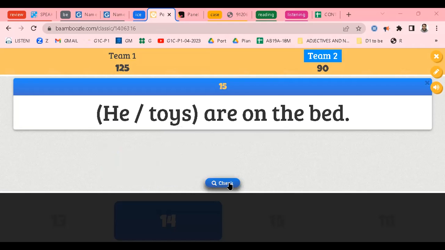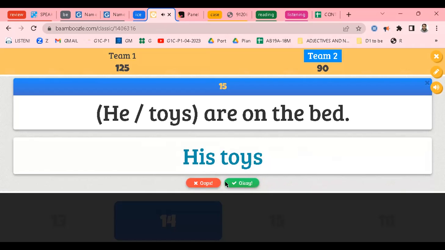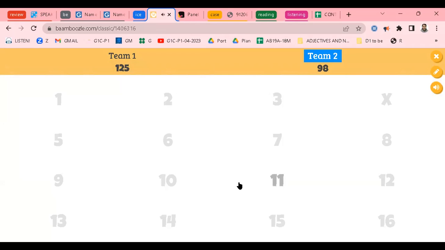Okay, so I'm gonna show you. O sea, ¿nadie más tiene otra posibilidad? Lean la oración. Read the sentence. He toys are on the bed. No. Look at this. His toys. His toys. Sus juguetes están sobre la cama. Recuerden que cuando son possessive adjectives, his para él. También para expresar posesión. Okay. So now we continue. We have a winner. It's team one, I think.